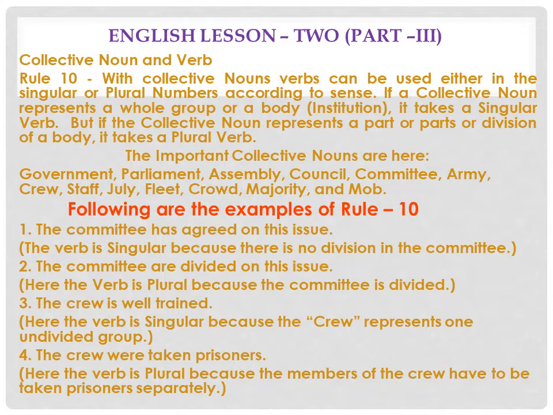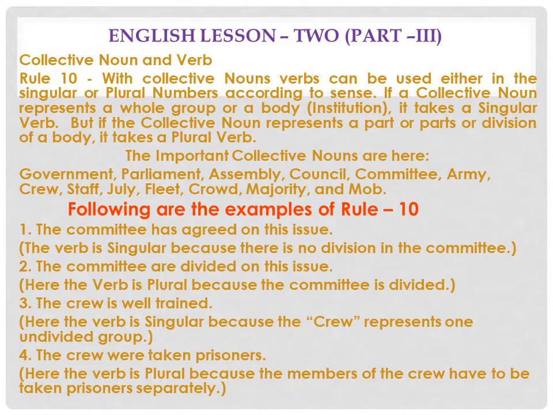Now friends, we have come to slide number 6, English lesson 2 part 3. The subject is collective noun and verb. Rule 10: with collective nouns, verbs can be used either in singular or plural number according to sense. If the collective noun represents a whole group or a body (institution), it takes a singular verb. But if the collective noun represents a part or parts of the division of a body, it takes a plural verb. The important collective nouns are here.